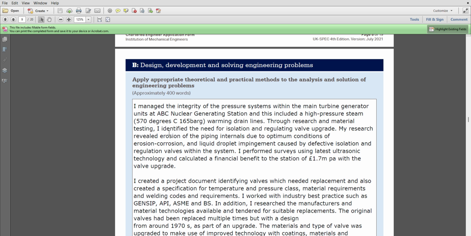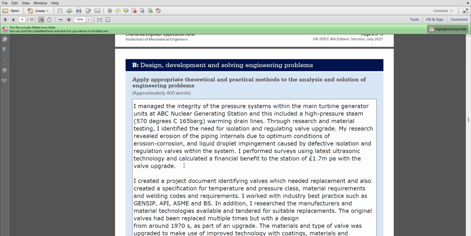My research revealed erosion of the piping internals due to optimum conditions of erosion corrosion and liquid droplet impingement caused by defective isolation and regulation valves within the system. I performed surveys using latest ultrasonic technology and calculated a final financial benefit to the station of £1.7 million per annum with the valve upgrade.